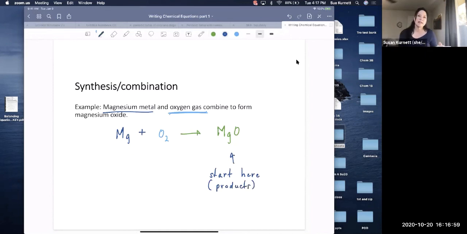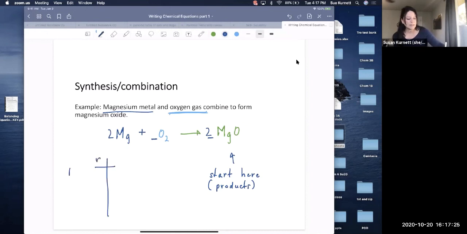And if I have a diatomic element, I'm going to start there. So I have 2 oxygens on the left and 1 oxygen on the right. I need 2 of these. Once I have balanced the oxygens, I'm going to look at the other element in the compound. There's 2 magnesiums. I put a 2 here. And then I check to see, I think I'm done. Is this a balanced equation?